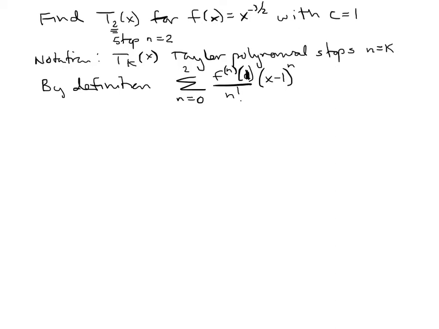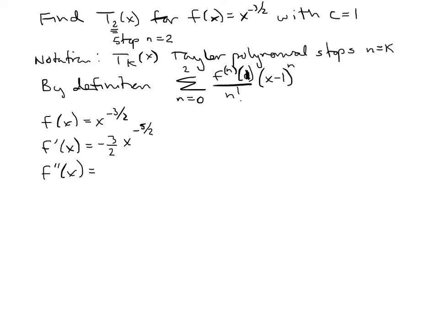Okay, so we're starting with the function x to the negative 3/2, and I need some derivatives. So there's the function, the first derivative. So first derivative, the negative 3/2 comes down in front, and then for derivatives we subtract 1, so to the negative 5/2.